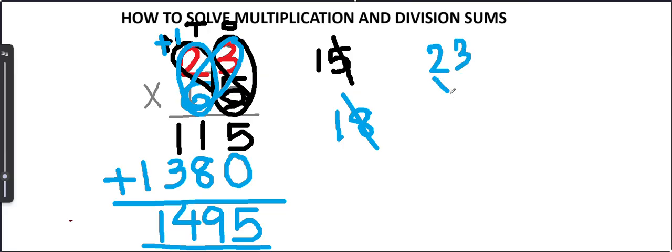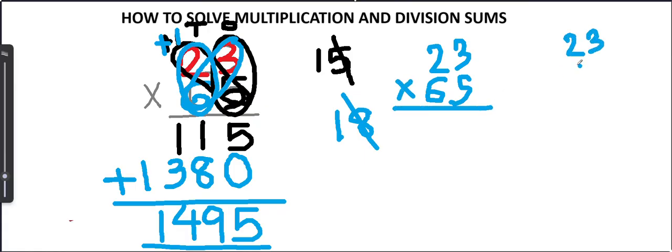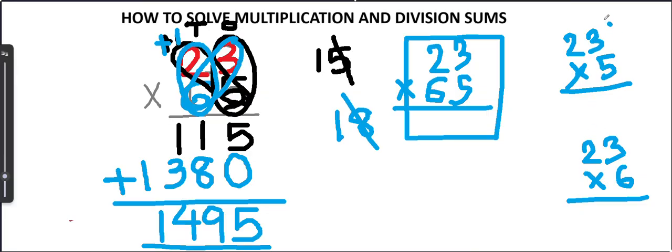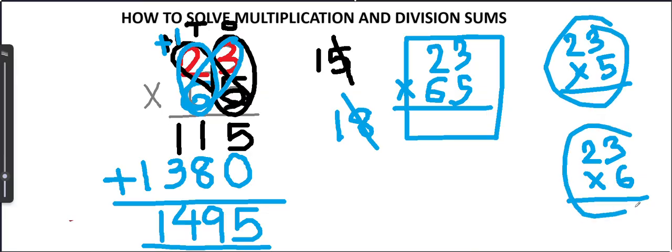We had 23 times 65, right? So it was 65. We first multiplied 23 with the 5. That was our first step. Our next step was 23 times 6. This was our second step. So this sum is a mixture of two sums.